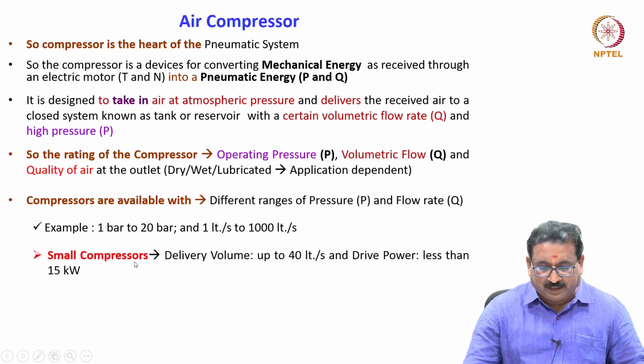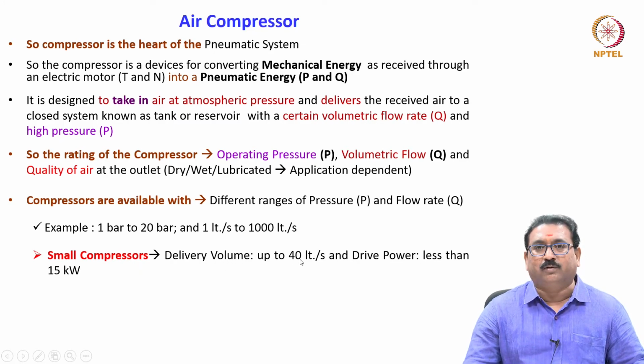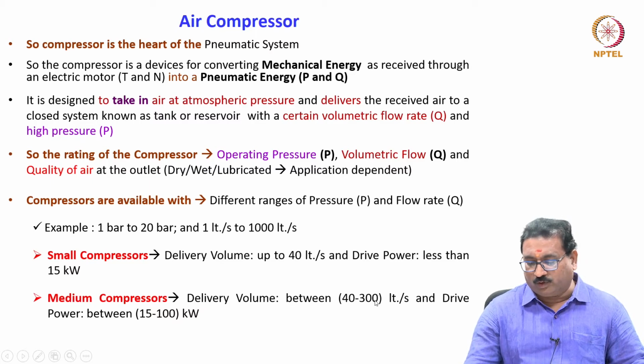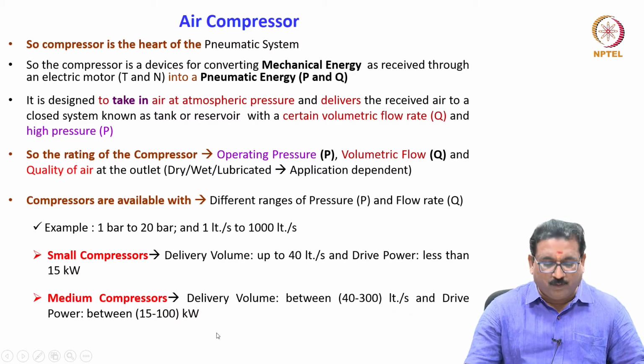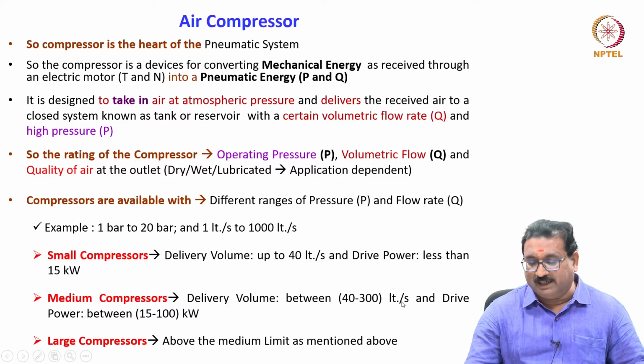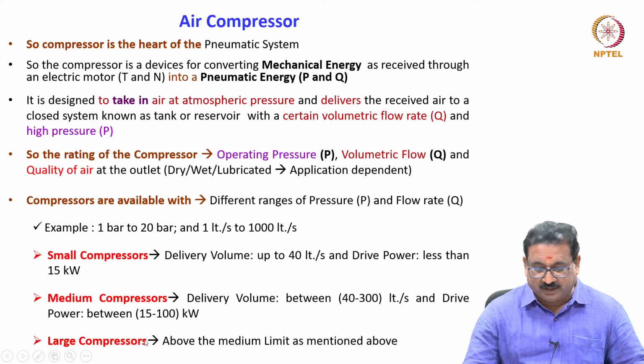Small compressors generally deliver volume up to 40 liters per second and a drive power less than 15 kilowatts. Medium compressors have delivery volume between 40 to 300 liters per second and a drive power between 15 to 100 kilowatts. Large compressors are above the medium limit, more than 300 liters per second and a drive power of more than 100 kilowatts.